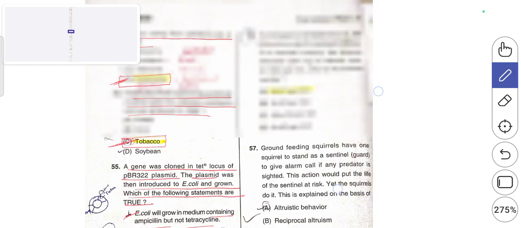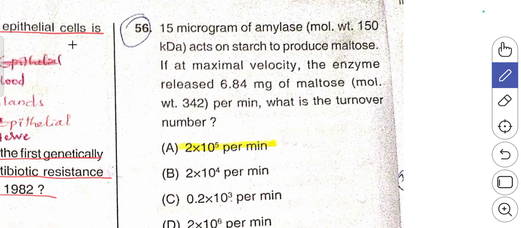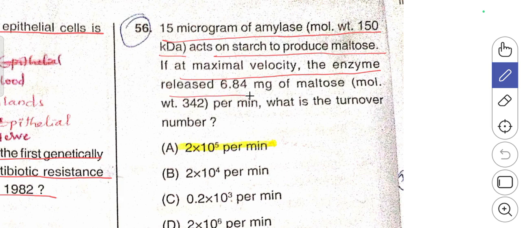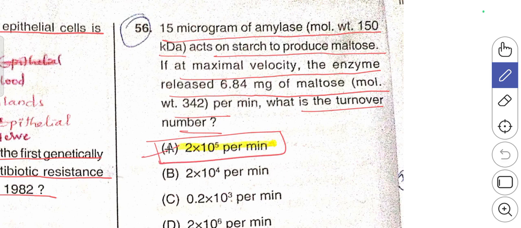Then 56th question. 15 micrograms of amylase, molecular weight 150 kilodalton, acts on starch to produce maltose. If at maximal velocity the enzyme released 6.84 mg of maltose, molecular weight 342, per minute, what is the turnover number? Option A is the right answer: 2 into 10 to the power of 5 per minute.